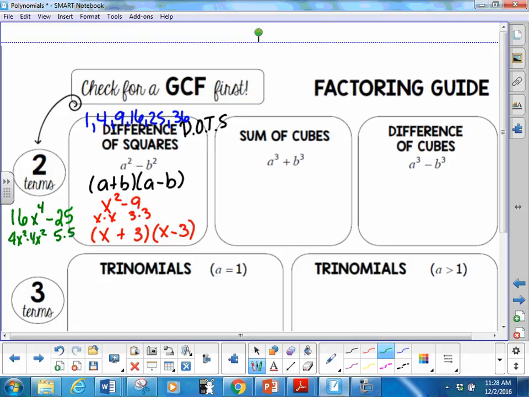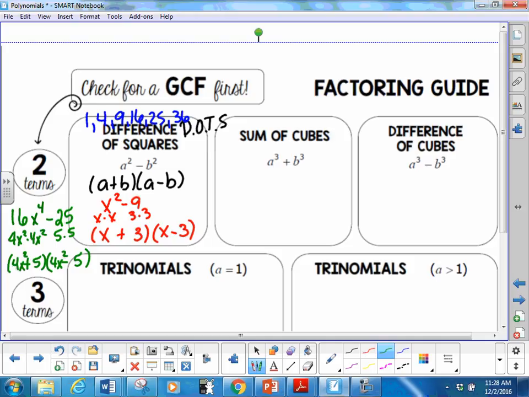And I like to go ahead and do that, because then when I come down here, I've already got what I need for my parentheses. I'll also go ahead and do the signs as well. So that's just a pattern. And when you run across that difference of 2 squares pattern, that's how you factor it.